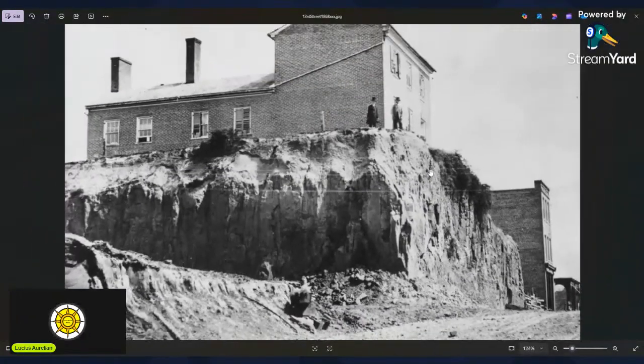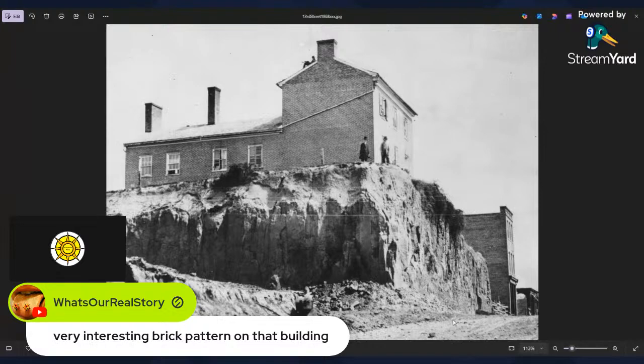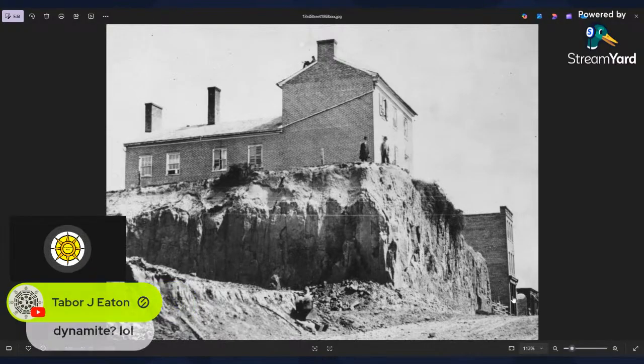All good questions. And I'm not going to pretend that I know, but it's just one of those interesting things. What's our real story? Very interesting brick pattern on the building. And that's something else that you see with a lot of these old world buildings too. That interesting brick pattern.